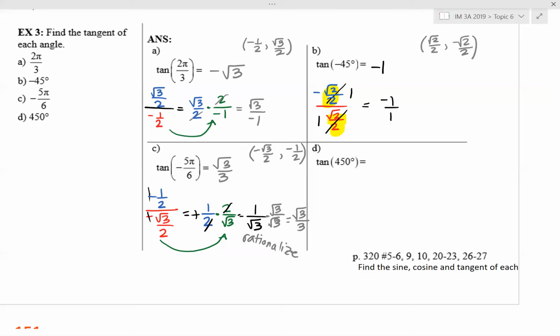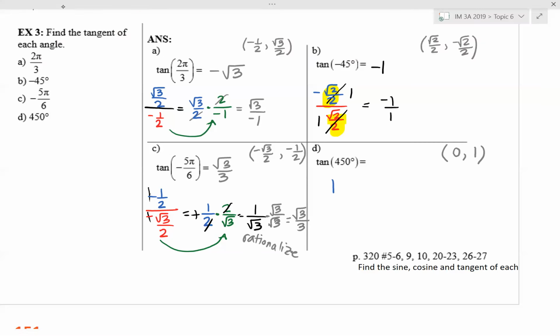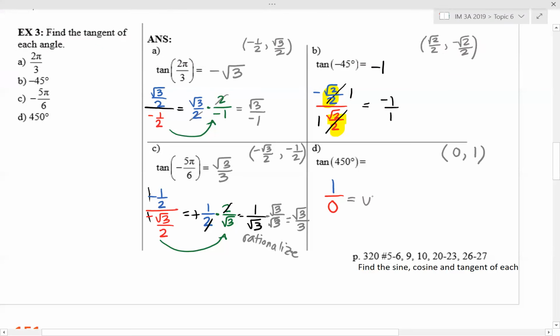Finally, we had 450 degrees, which we found its coterminal angle to be 90. And so that meant that we had the point 0, 1 as our ordered pair. So since tangent is the y coordinate, which is 1, divided by the x coordinate, which is 0, that means that our answer is actually going to be undefined. So I cannot divide anything by 0. So for tangent of 450, we have an undefined value.